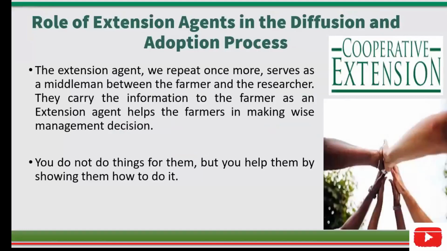Now let's go straight to it. What are the roles of extension agents in the diffusion and adoption process? The extension agent, I will repeat it once more, serves as a middleman between the farmer and the researcher. They carry the information to the farmer. As an extension agent, you help the farmer to make wise management decisions. You do not do things for them, that is the farmers, but you help them by showing them how to do it.